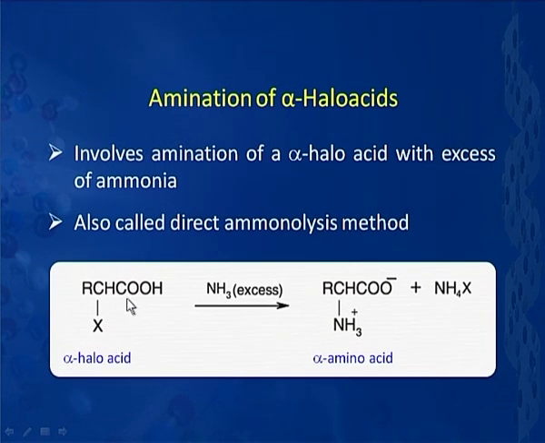So, we start with the carboxylic acid and then we try to introduce an amino group in the alpha position there. In this method, we have an alpha halo acid, and we treat it with excess of ammonia. As a result of that, what we get is an alpha amino acid. It is a one step reaction here.